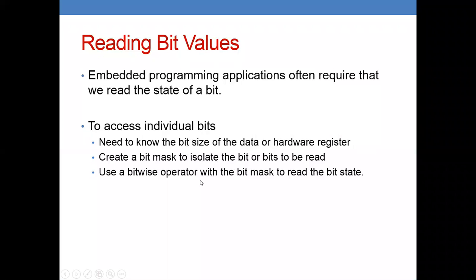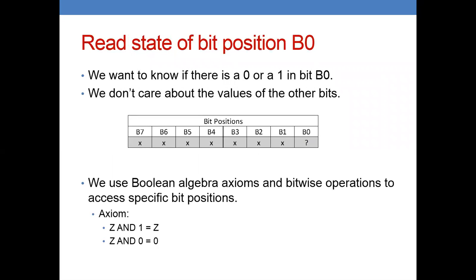And then we're going to use a bitwise operator along with the bit mask, that binary pattern, to actually read that bit state. So suppose we want to read the state of bit position B0. We have this binary number. These X's here represent the fact that we don't care what's stored in bit positions B7 through B1. Where I have the question mark means that's the bit I want to read. I want to query that and see whether that value is a 0 or a 1. We want to keep in mind the axioms for the AND operator, that Z ANDed with 1 produces Z, and Z ANDed with 0 produces 0.